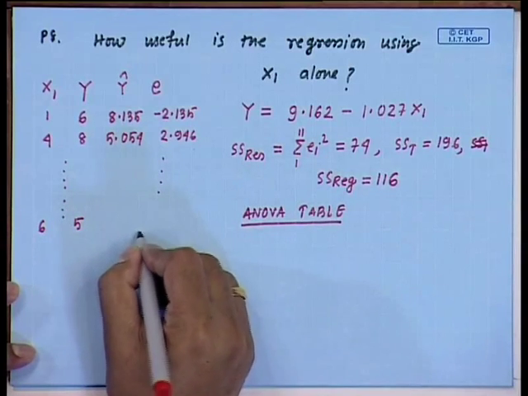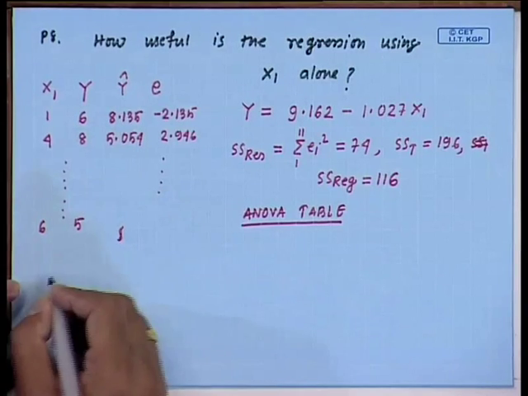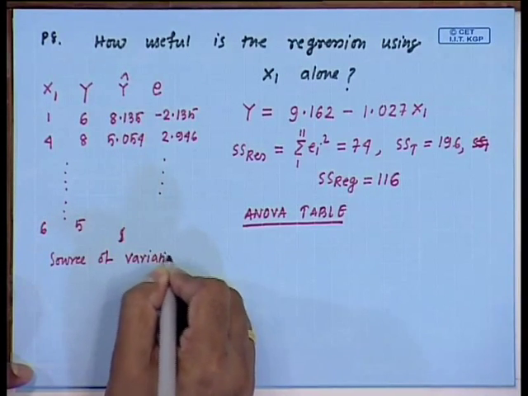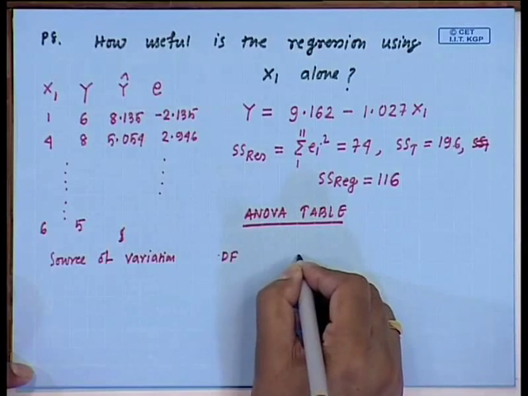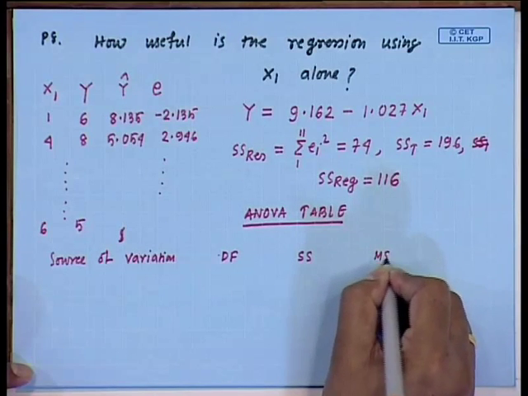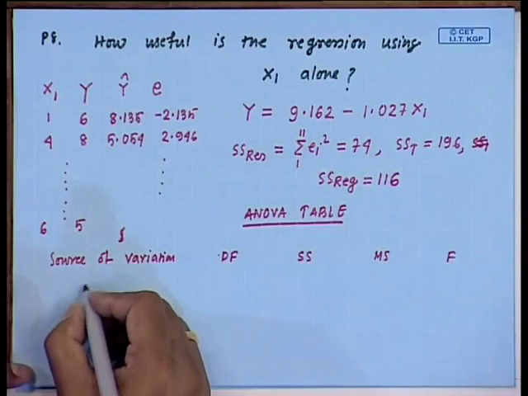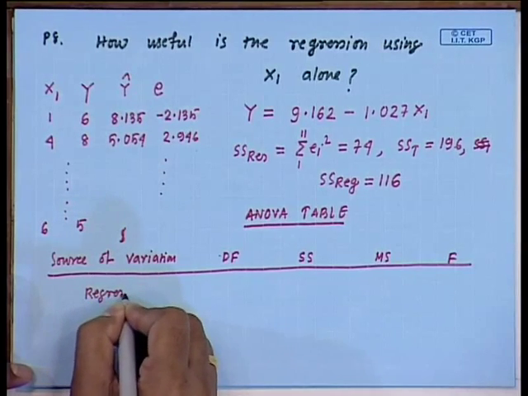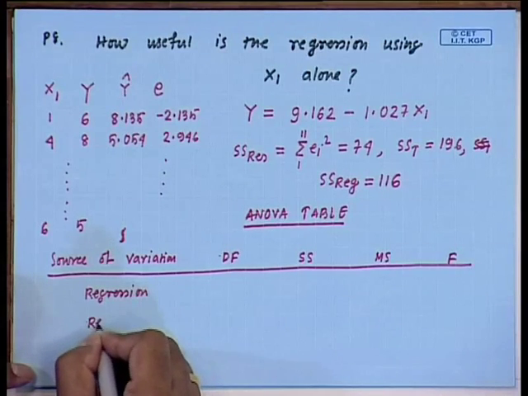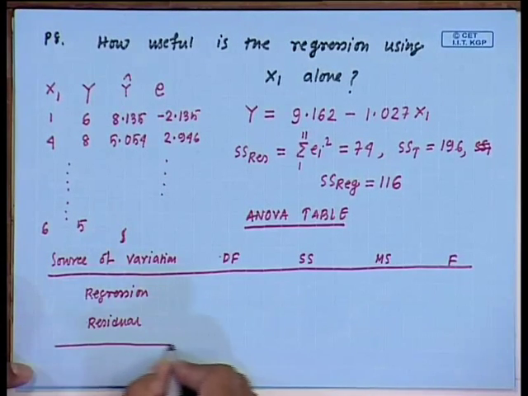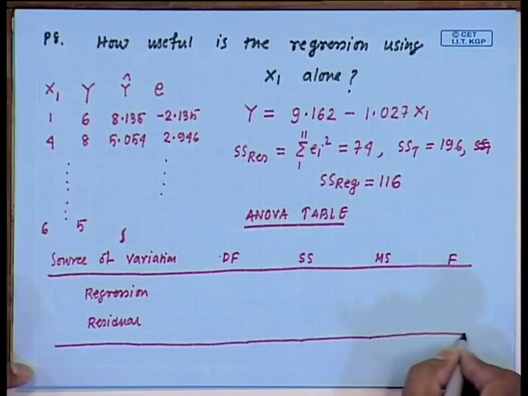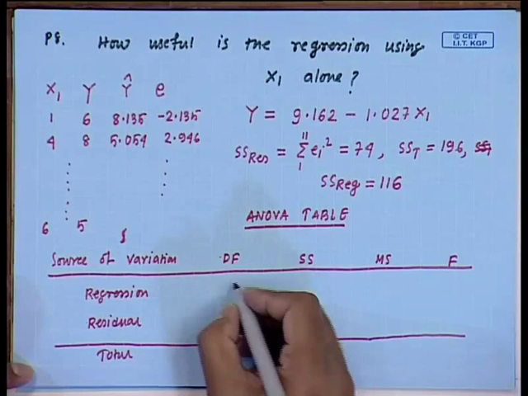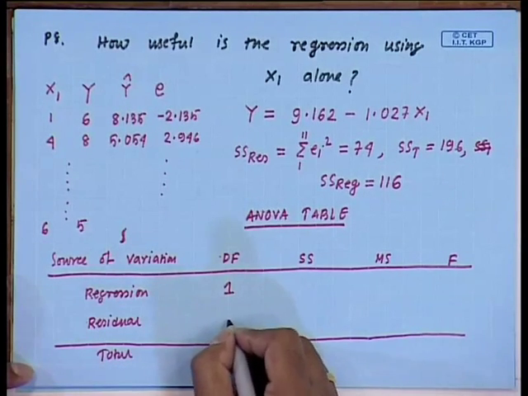ANOVA table. Source of variation, degree of freedom, SS, MS and the F statistics. So, the regression, residual. So degree of freedom here for total, regression has degree of freedom 1 and residual has degree of freedom 9.